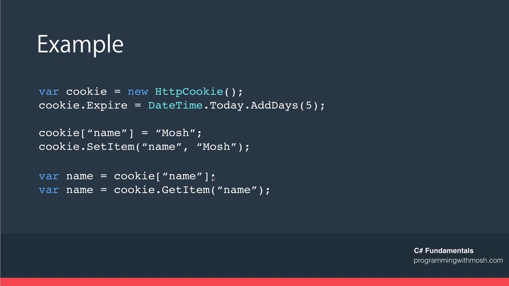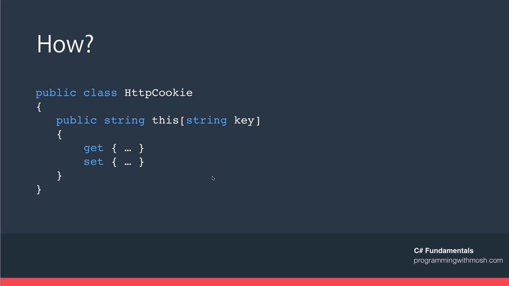Now, how can we declare an indexer? An indexer is nothing but a property. So we can declare an indexer exactly like how we declare a property. We have the data type, like string. Then instead of an identifier, we use the this keyword. And here's the indexer notation.